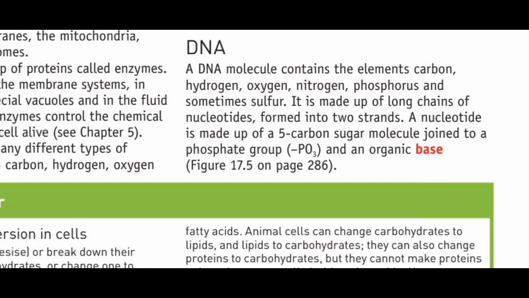Let's review the key points from today's lesson. DNA stands for deoxyribonucleic acid. DNA carries the genetic information for living cells. DNA contains the elements carbon, hydrogen, oxygen, nitrogen, phosphorus. DNA is made of smaller units called nucleotides, and each nucleotide contains a sugar, a phosphate group, and a nitrogen base. DNA forms a double helix structure. DNA controls protein synthesis and inheritance.